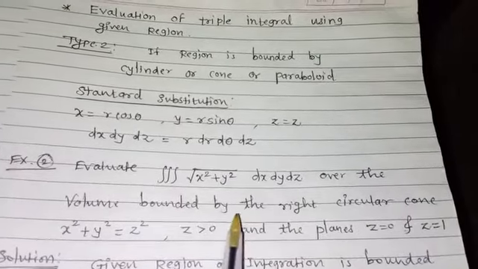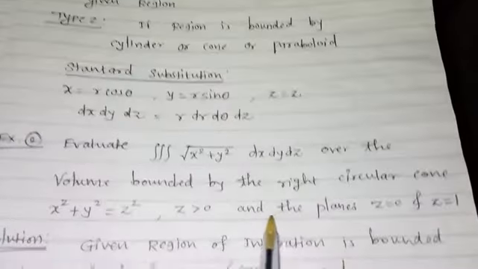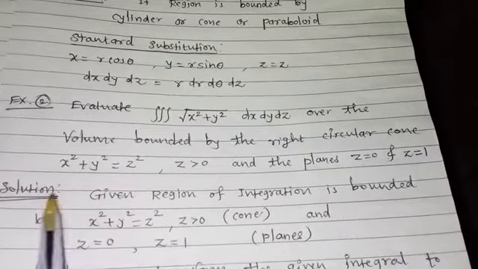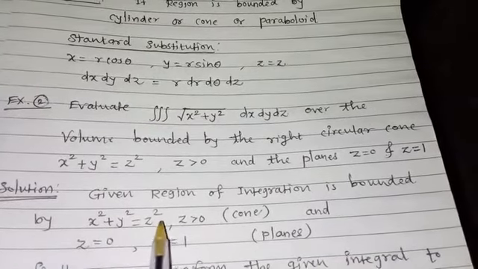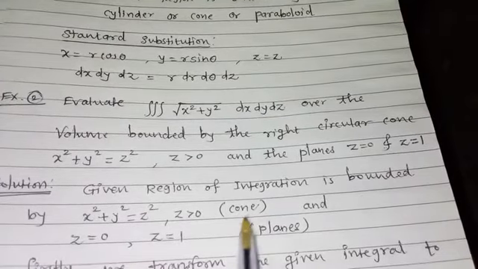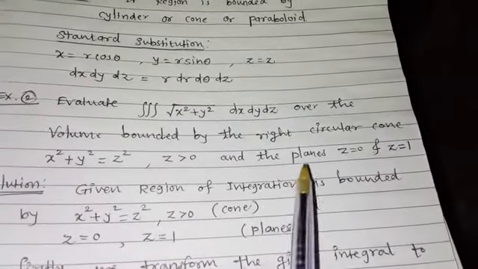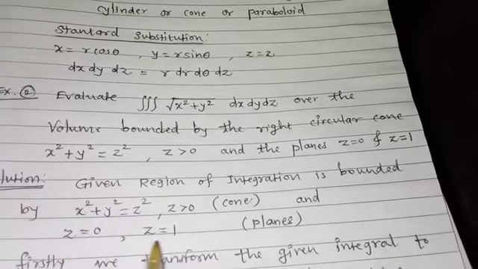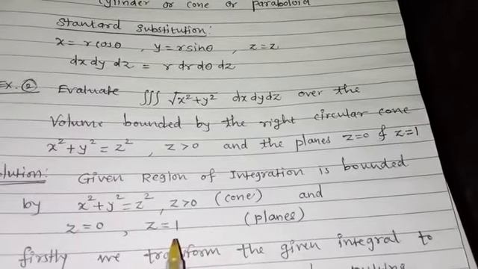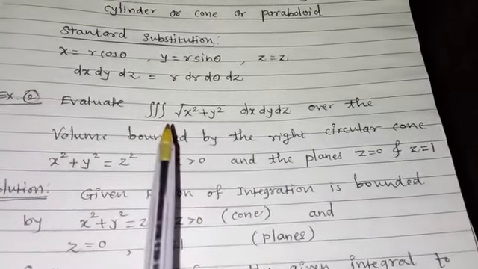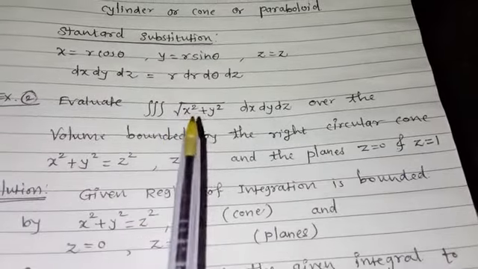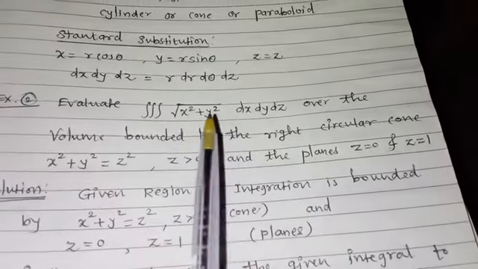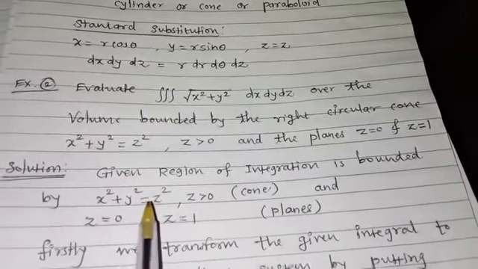Now first of all we write our given region of integration. The given region is bounded by x square plus y square equals z square, which is nothing but the equation of a cone where z is positive, and we have also been given another region, that is the equations of the planes z equals 0 and z equals 1. So to evaluate this triple integral, we have to convert this Cartesian coordinate system into the polar coordinate system. For this we are using a cylindrical coordinate system.